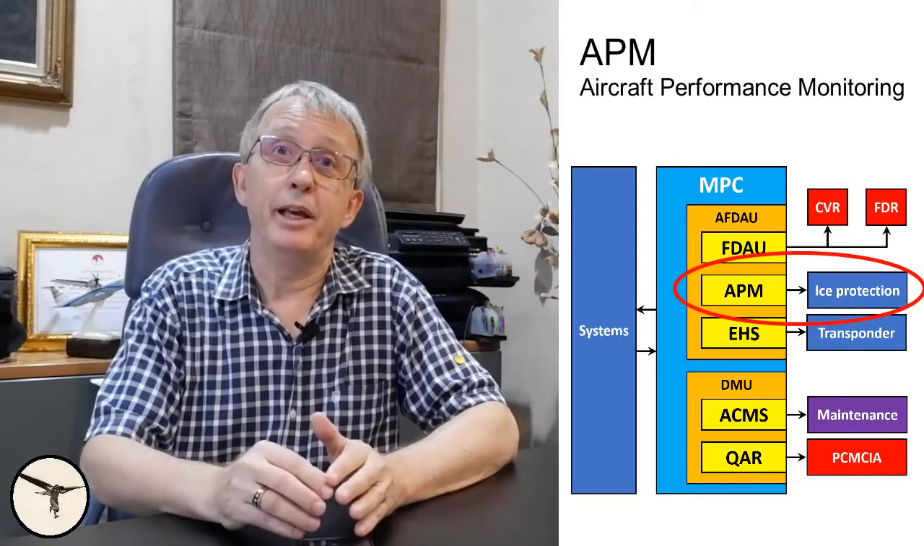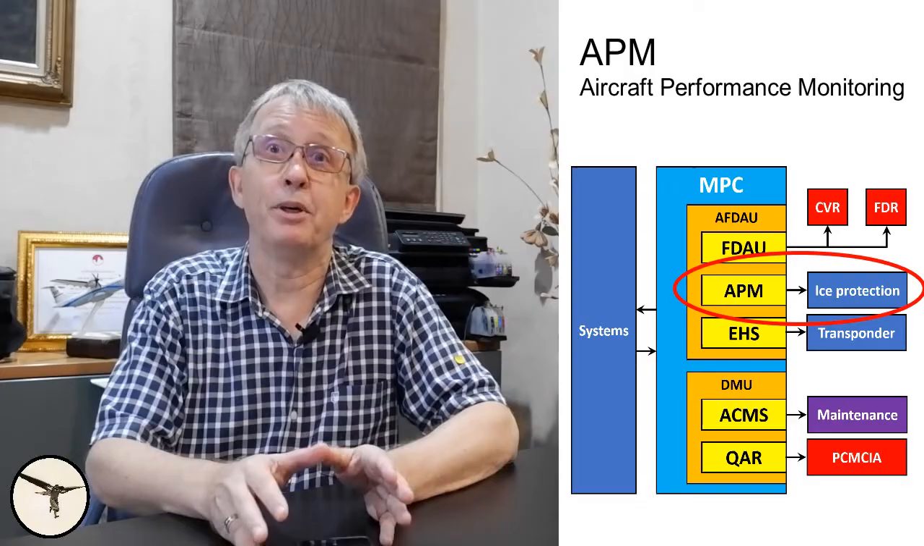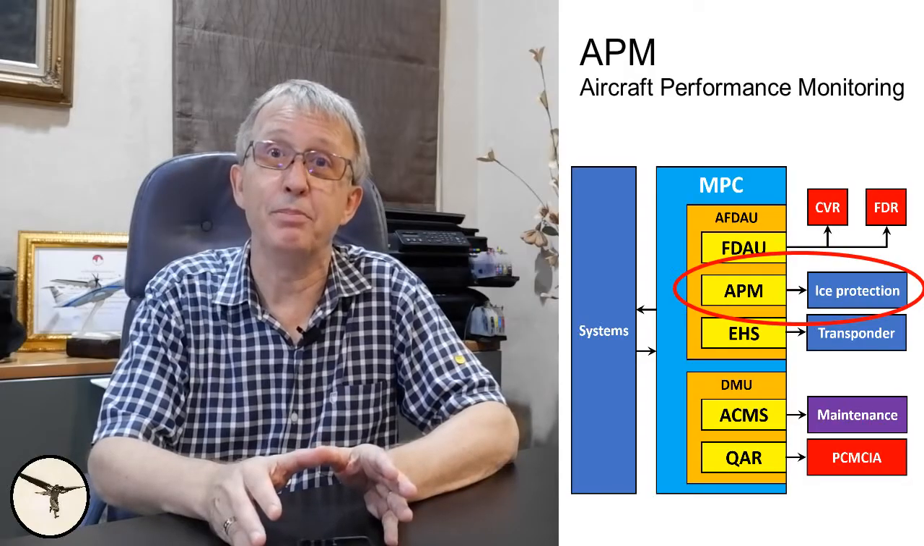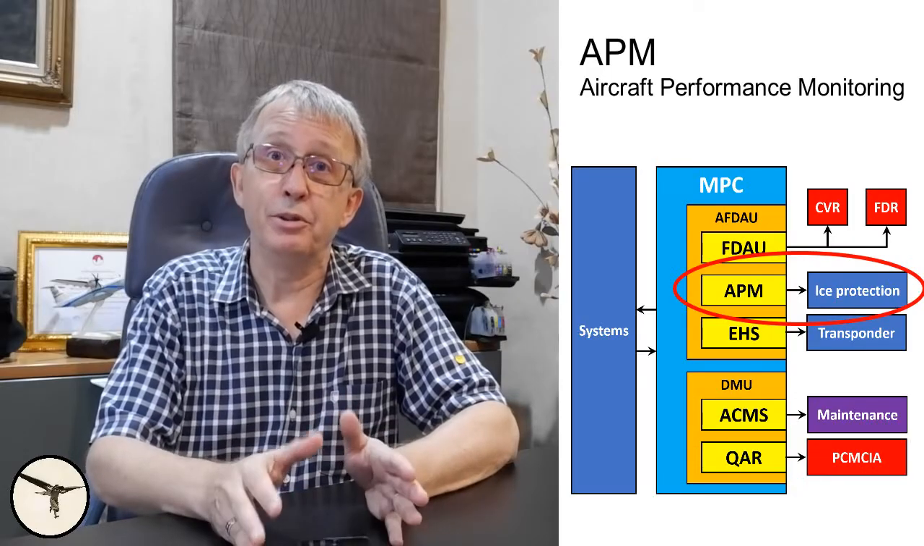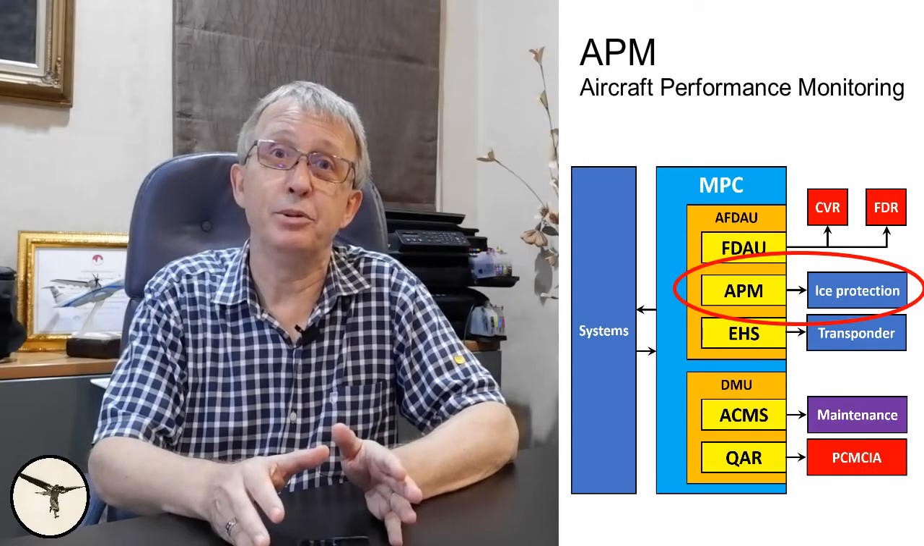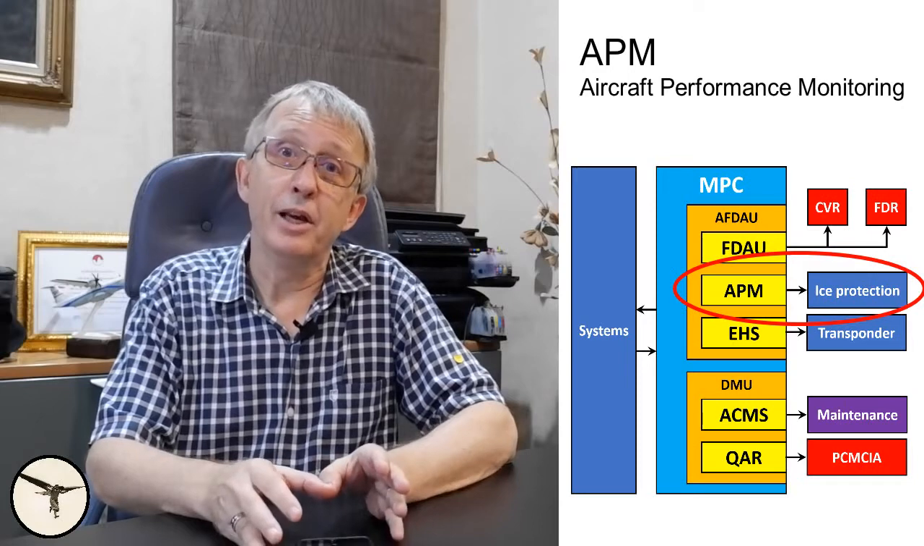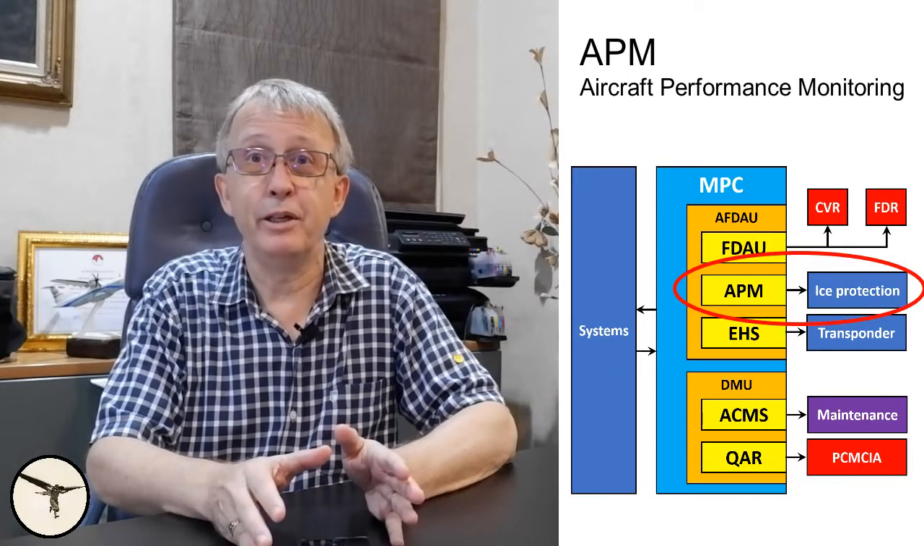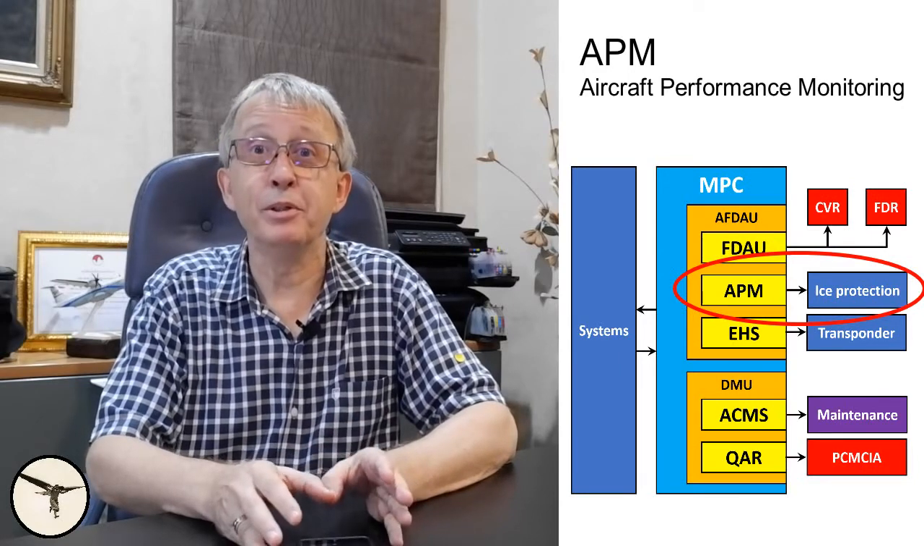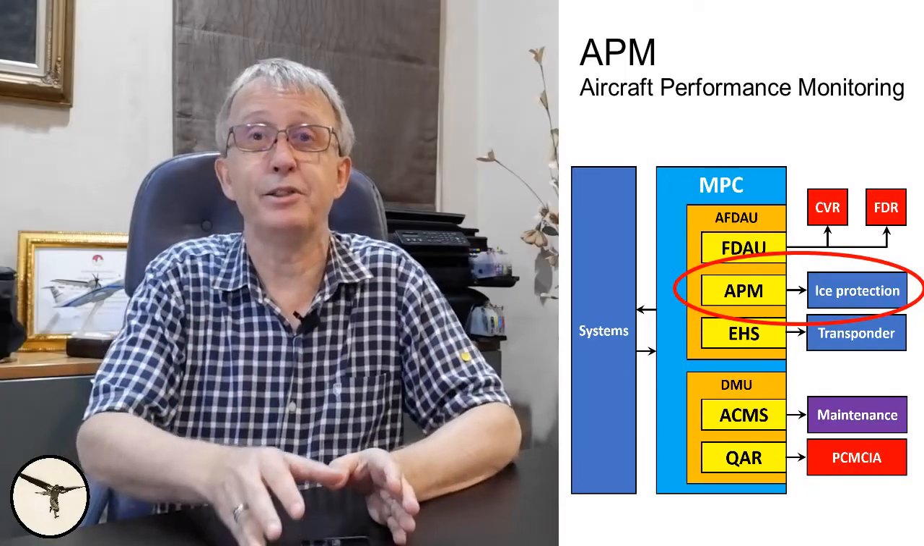The APM, Aircraft Performance Monitoring, is part of the multi-purpose computer, the MPC, which was introduced with the 500 variants in 2005. The MPC can be retrofitted into earlier aircraft. The APM monitors aircraft performance in flight.